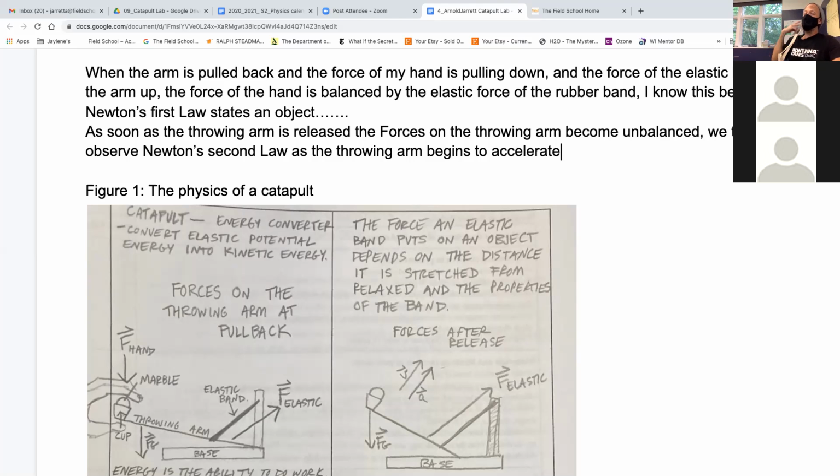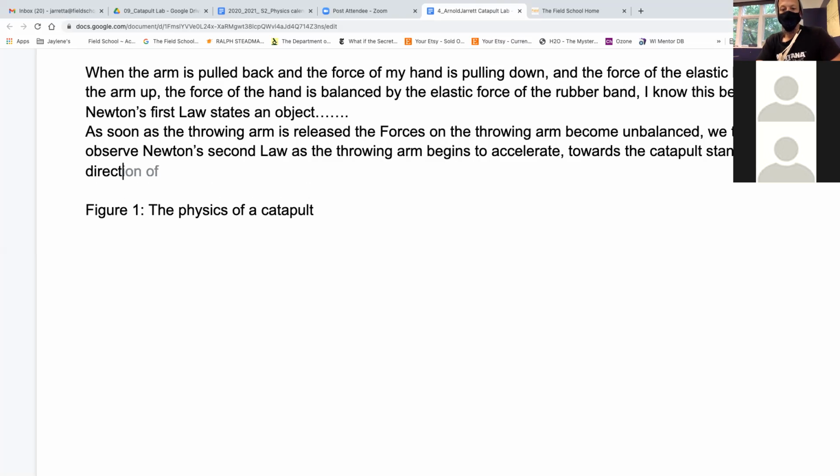So what direction is the unbalanced force in when this is happening, Patrick? We then observe Newton's second law as the throwing arm begins to accelerate. Towards what? Or let's call that the stand. We've been calling it the stand, I think. Yeah, towards the catapult stand, because objects accelerate in what direction always? In the direction of the stronger force. Or unbalanced forces. But if a force is unbalanced, there's one that's weaker and one that's stronger. True. So you said towards the catapult stand, in the direction of... sure.